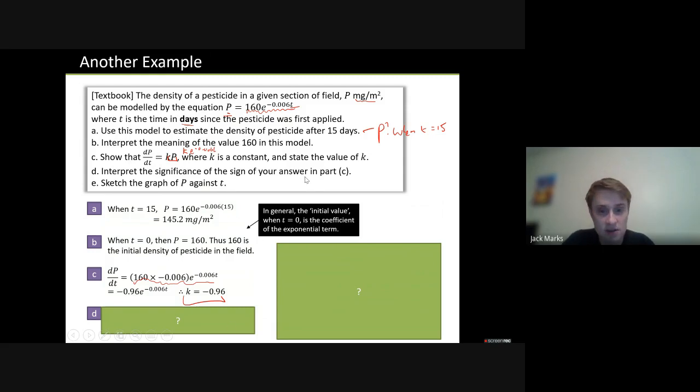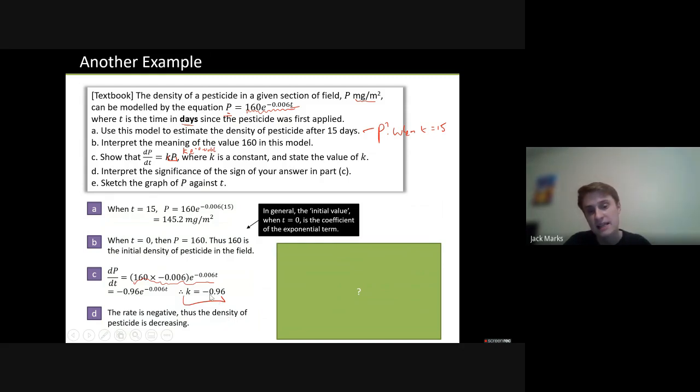Interpret the significance of the sign, the positive or the negative. Well, it's a negative. So what does that mean? And think about the context. Context is about pesticide. So what would the concentration of pesticide do over time? Well, you'd expect it to go down. The negative there means that the change is a reduction. So it's reducing. And because this is an exponential decay graph, we kind of expect that.